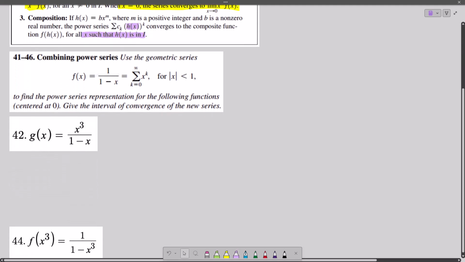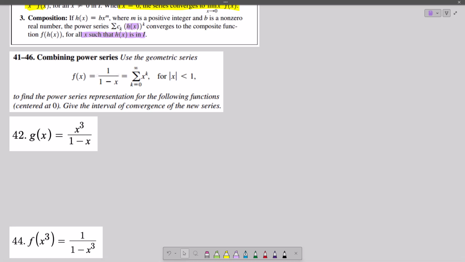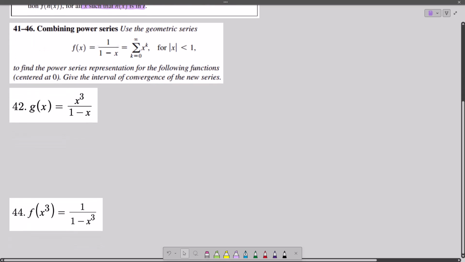Geometric series. This one is one of the series you absolutely must know. That series is a building block series for a bunch of other series. So here they tell us we've got the geometric series converges for x less than 1. Now we want to find power series representations of this.